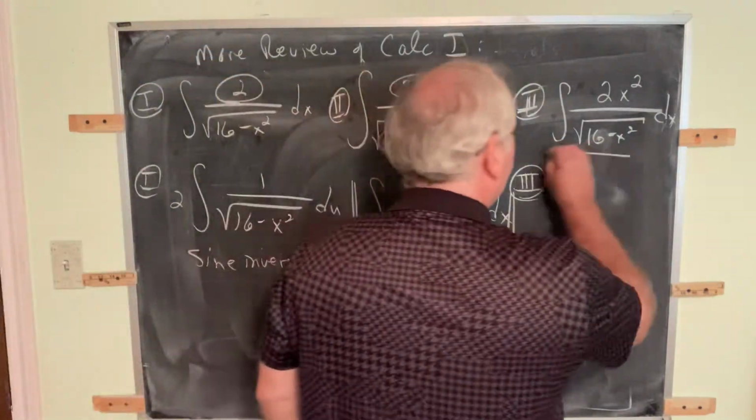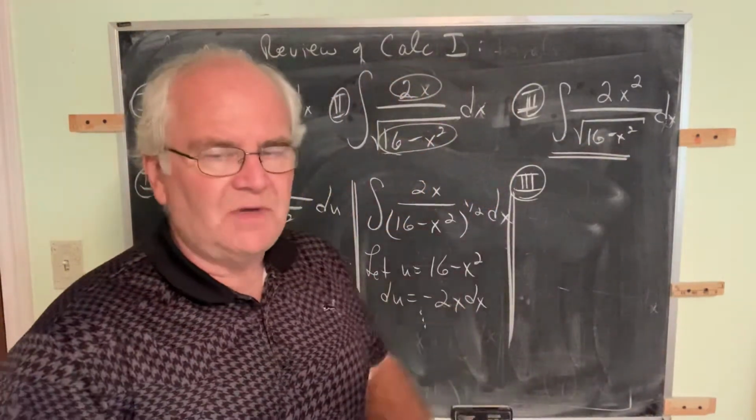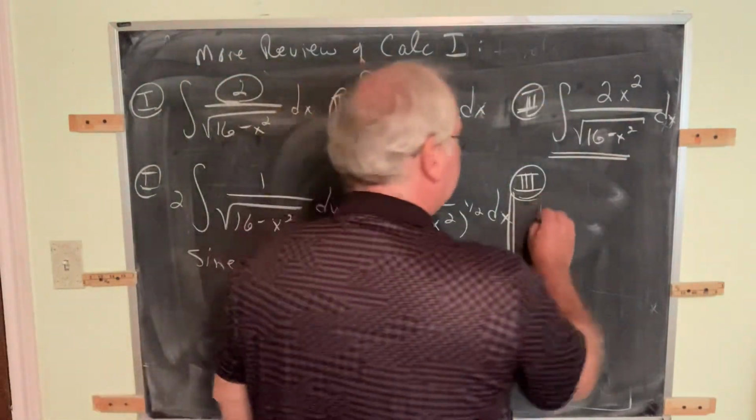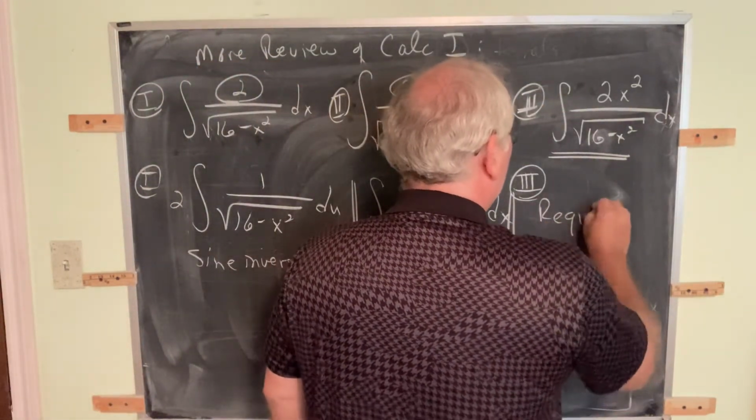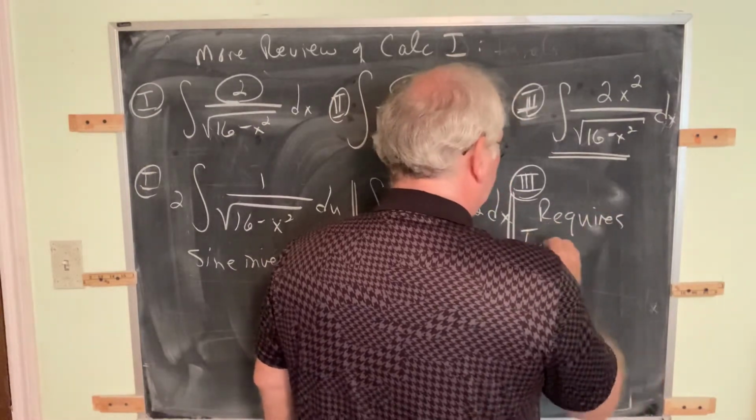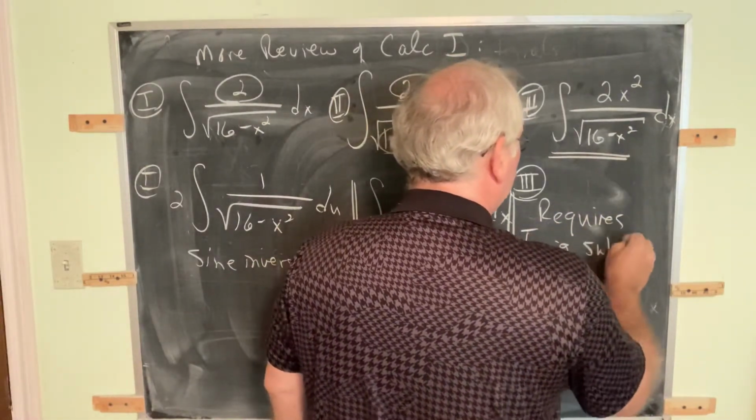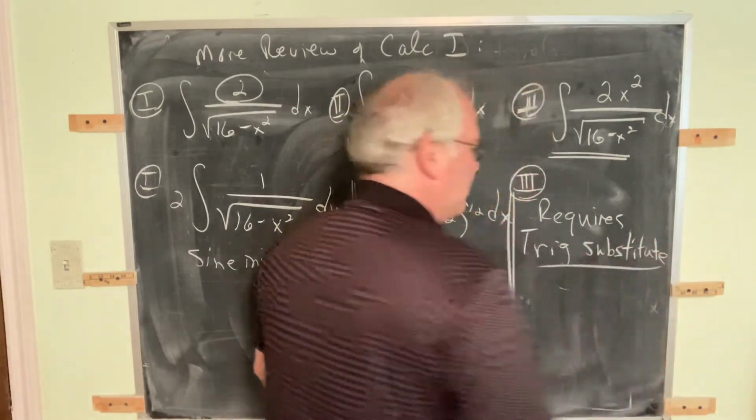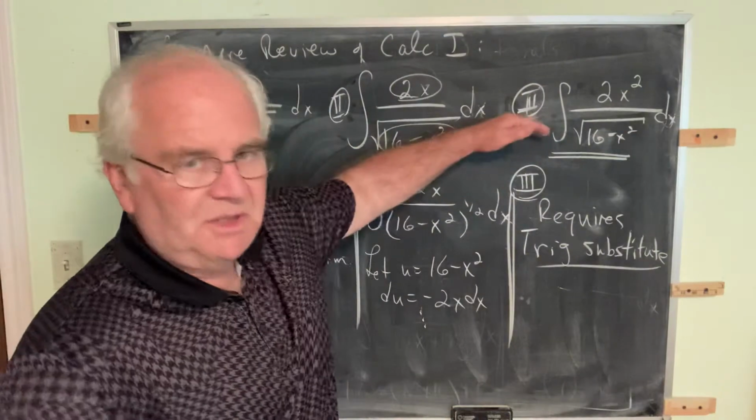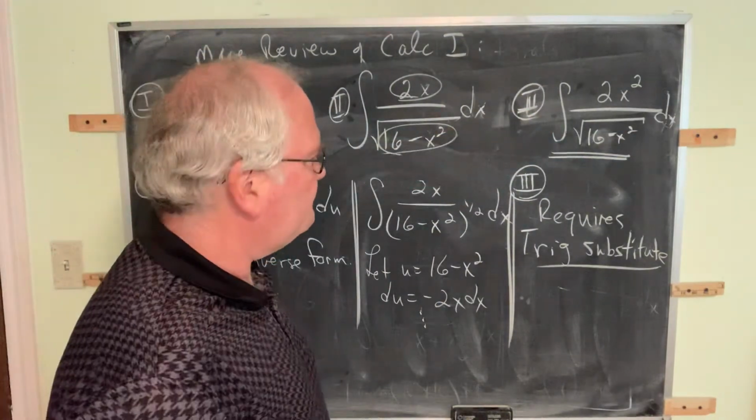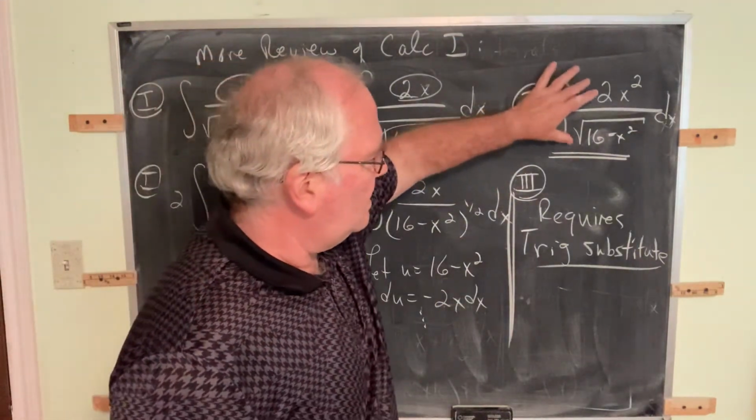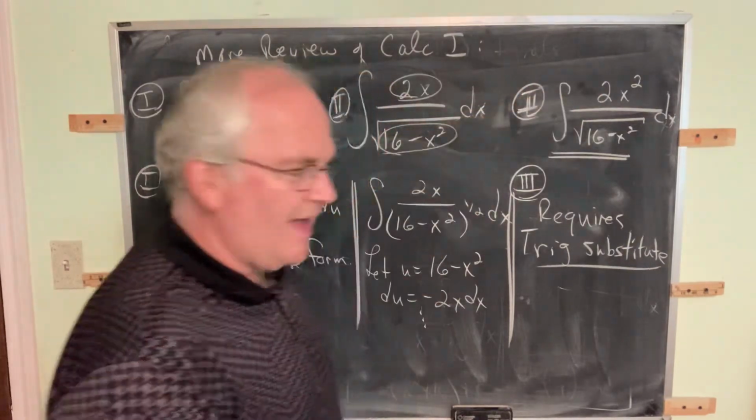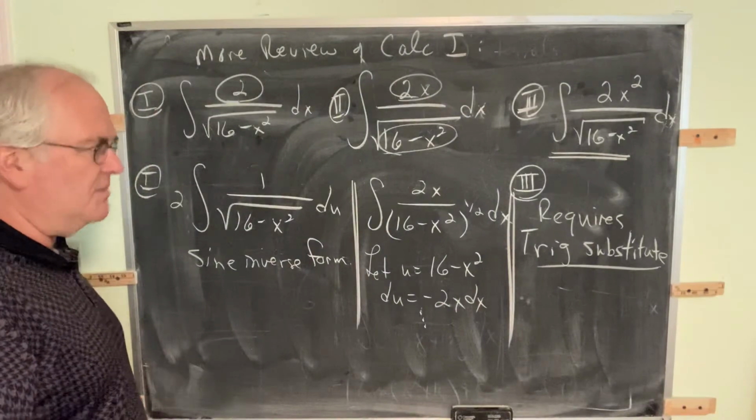In fact, nothing you've talked about in Calc 1 equips you for this, because this requires trig substitution, which is something we'll talk about later in this chapter. Because the radical means you cannot do the polynomial division. And when that occurs, you're stuck using the trig substitution.